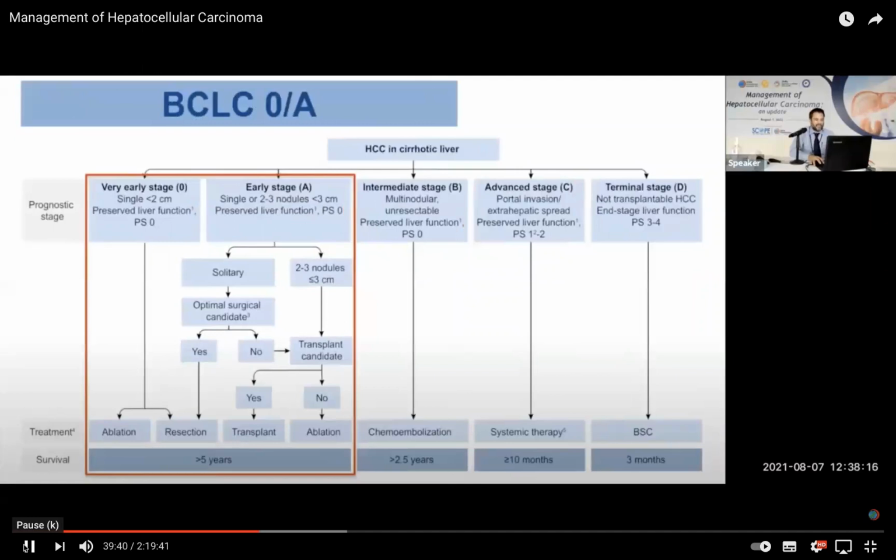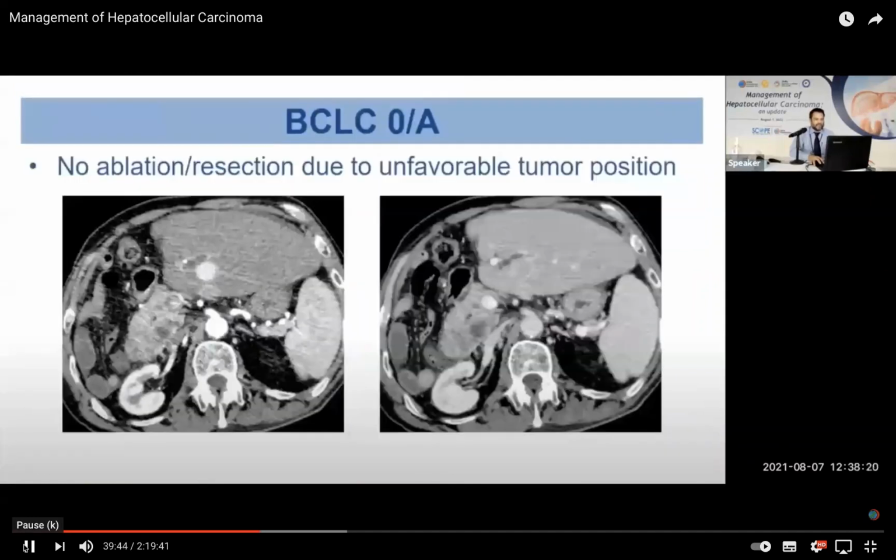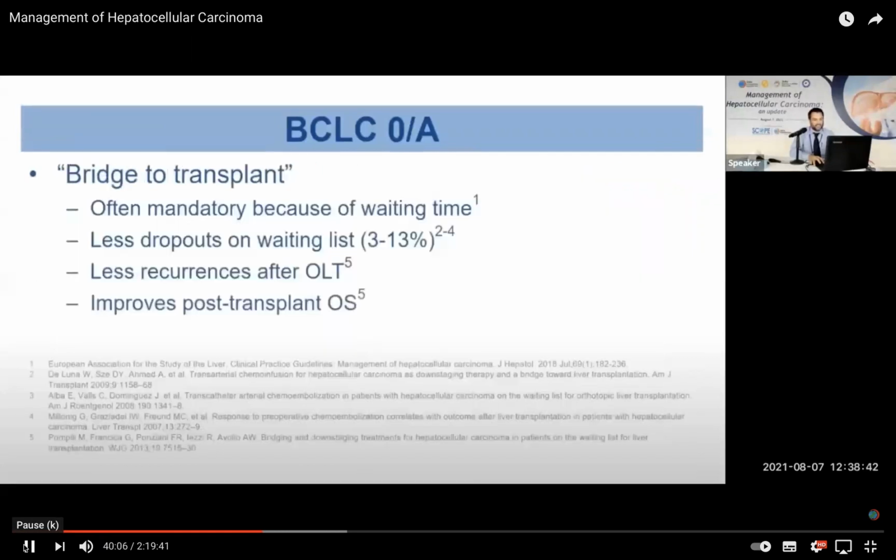Starting with stage 0 and stage A. Here we have a lesion, and the reason why this hasn't been ablated is because it's in close connection with the adjacent bile duct. Obviously a biliary stricture from thermal ablation would be catastrophic and he'd require lifelong drainage. So this was a suitable patient for TACE.